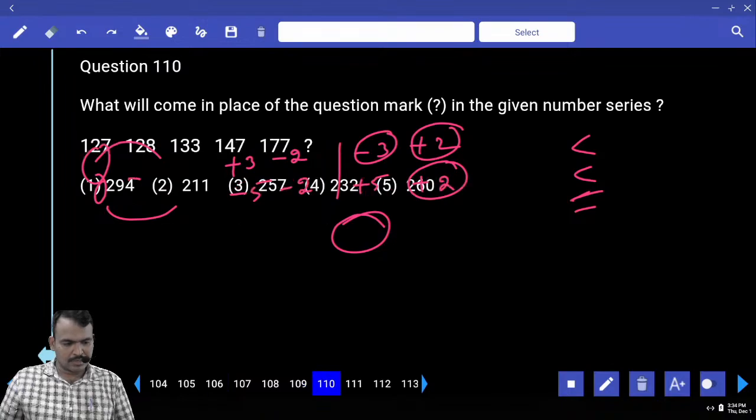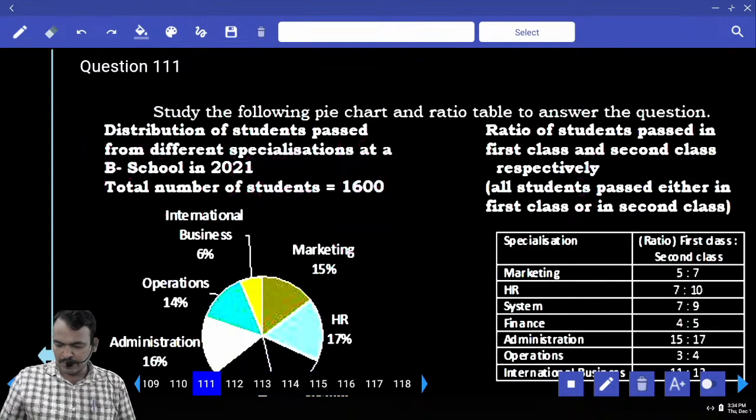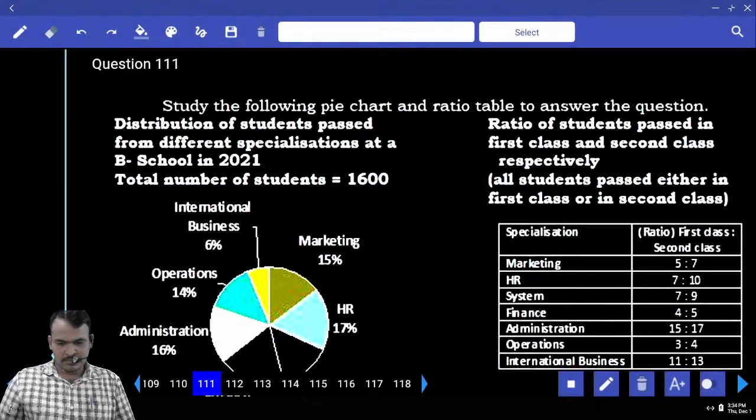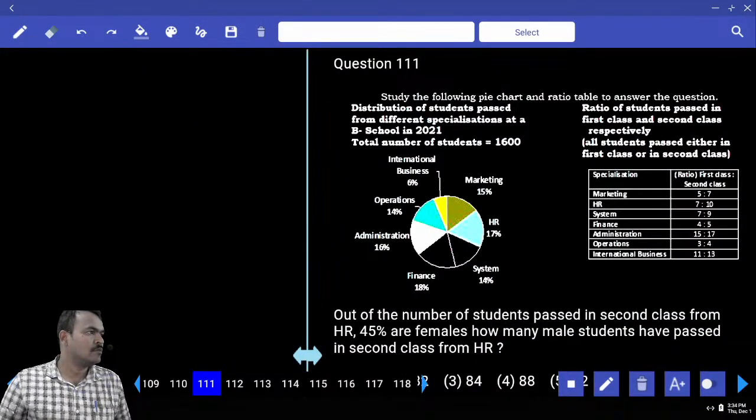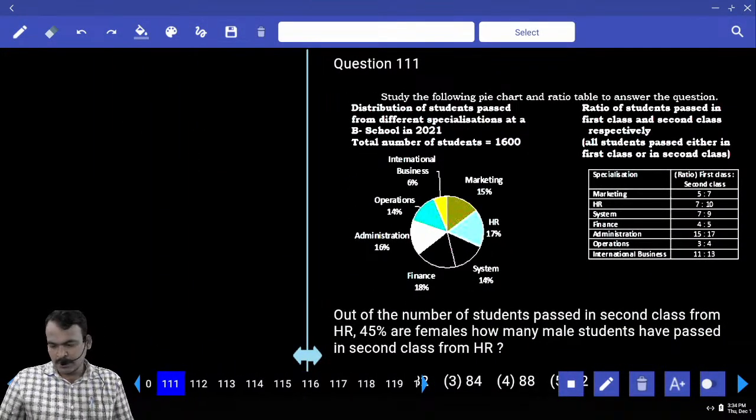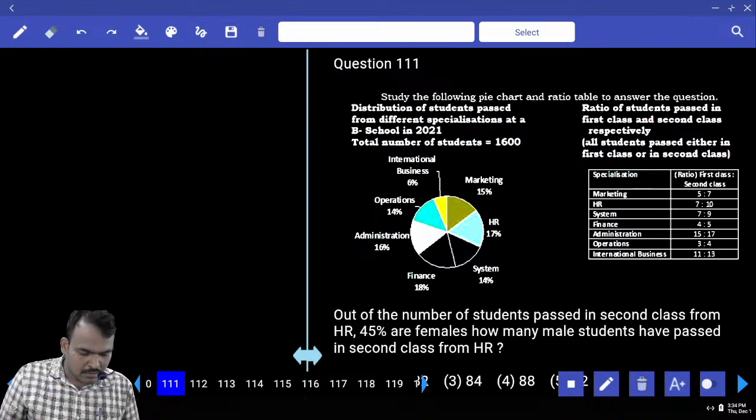Number series already complete. Next 111. Skip. Anyone need it? Skip. 112.